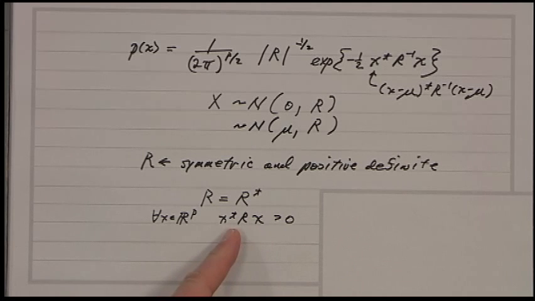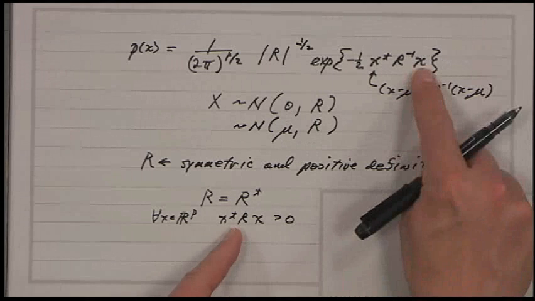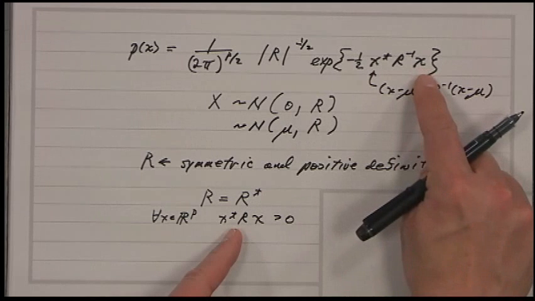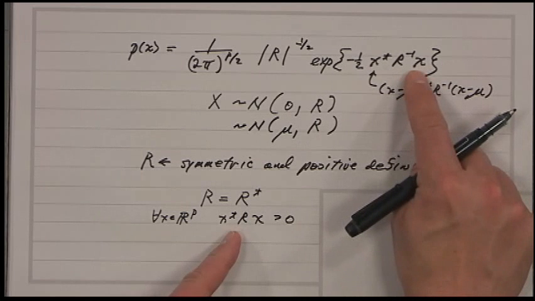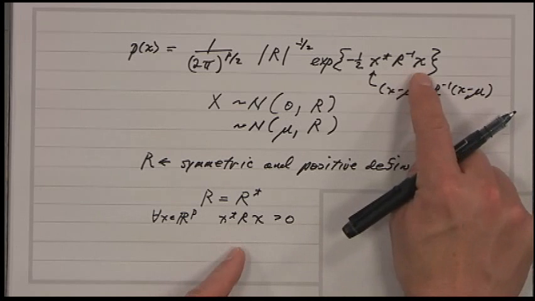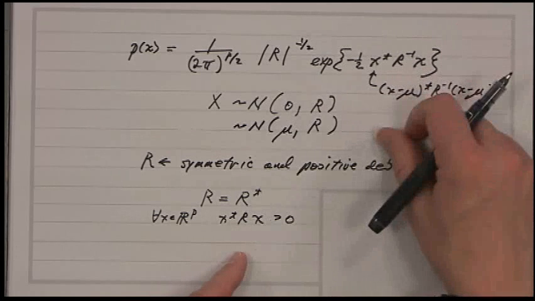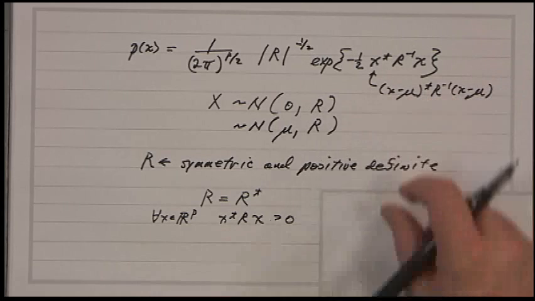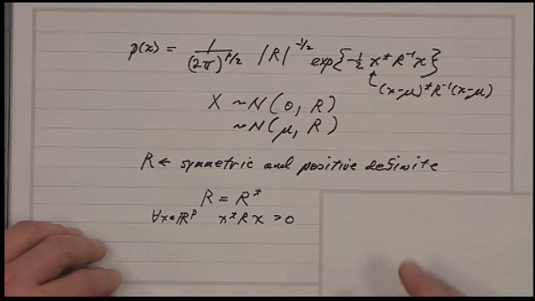If it's not positive definite, if it were positive semi-definite, then the integral of the density would be infinite, because there would be some direction in which the density doesn't decay, and if you integrate it out far enough, you get an infinity. So we have to assume that it's positive definite for this to be well defined.